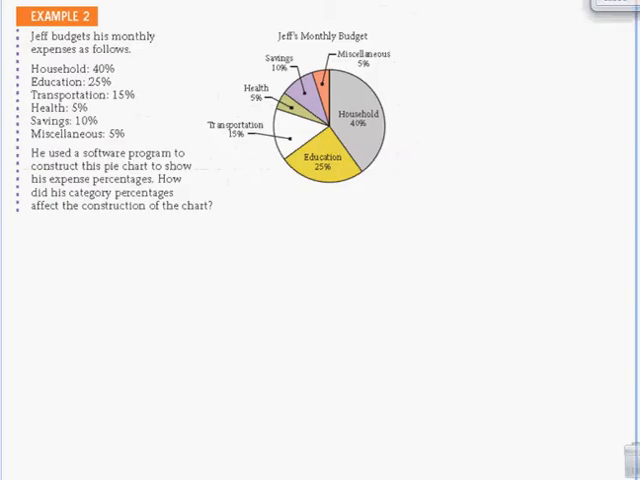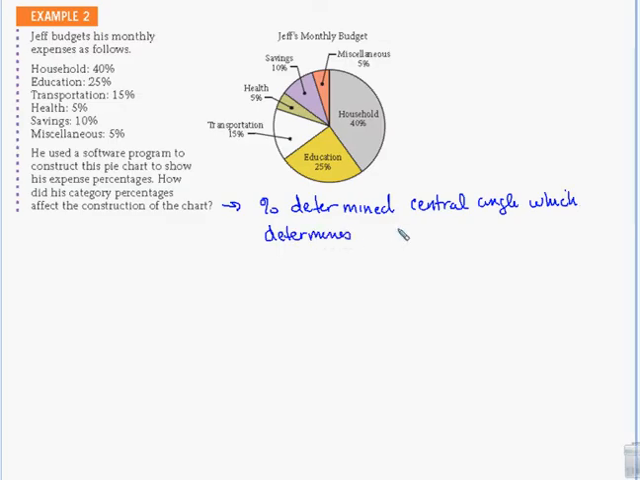A pie chart that's already been created, we can interpret it, and as you can see, here are his different percentages. And we say he used a software program to construct the pie chart. How did the category affect his construction of the chart? Well, the percentages determined the central angle. And that central angle determines the size of the pie piece.